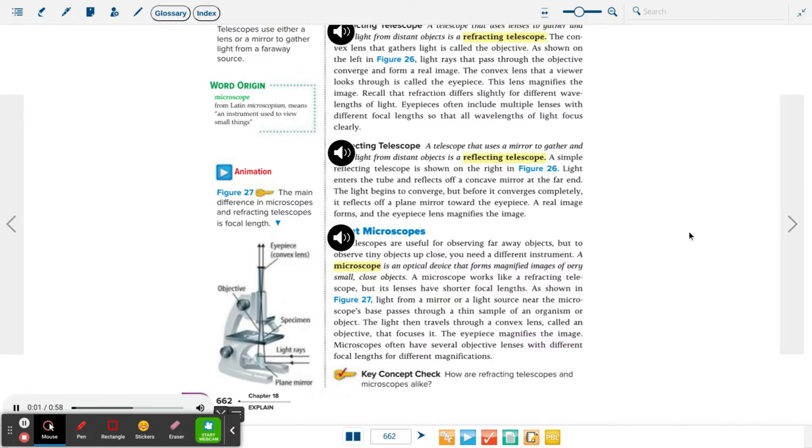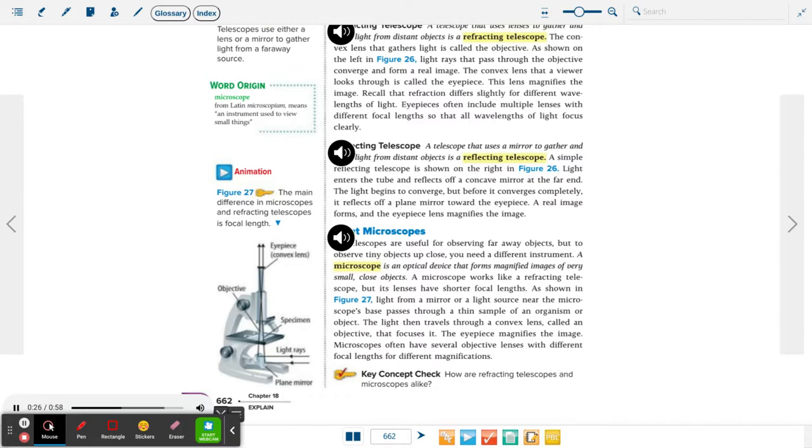Light microscopes. Telescopes are useful for observing faraway objects, but to observe tiny objects up close, you need a different instrument. A microscope is an optical device that forms magnified images of very small, close objects. A microscope works like a refracting telescope, but its lenses have shorter focal lengths.